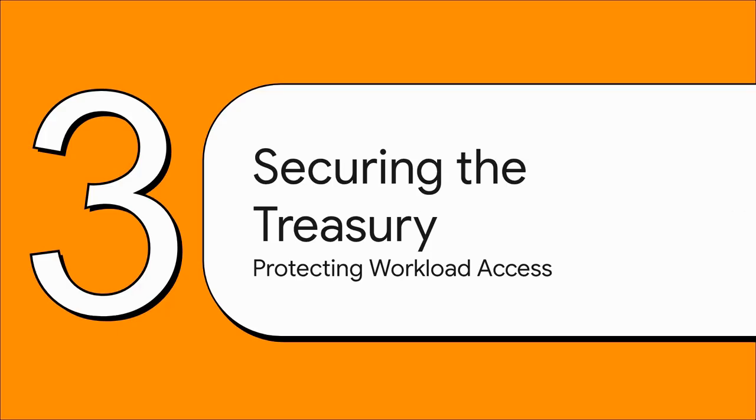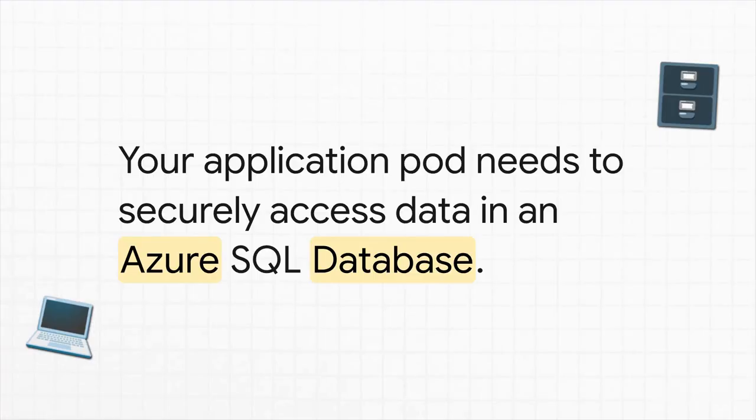All right, the gates are guarded. Awesome. Now we need to move inside the walls to protect the crown jewels, the treasury. In the cloud world, the treasury is our data, and this is all about securing how our applications, our workloads, get access to it. So let's paint a picture with a super common scenario. You've got an app running in a pod, which is just a fancy word for a group of containers inside your AKS cluster. Now that app needs to talk to an Azure SQL database. How does it prove its identity to that database without plastering passwords everywhere?